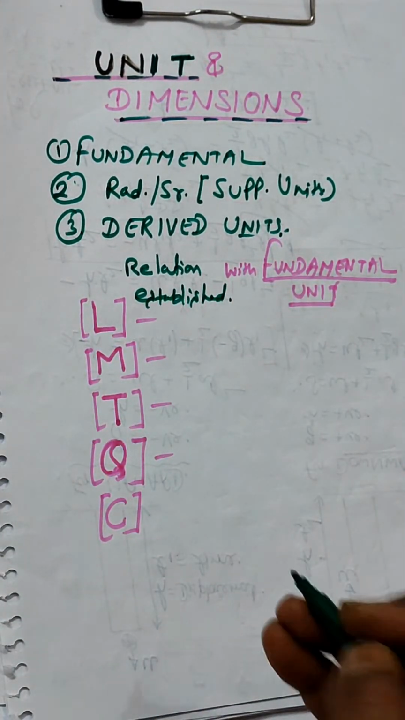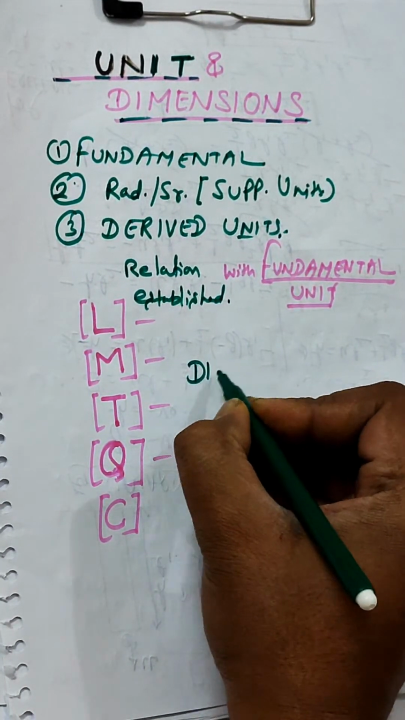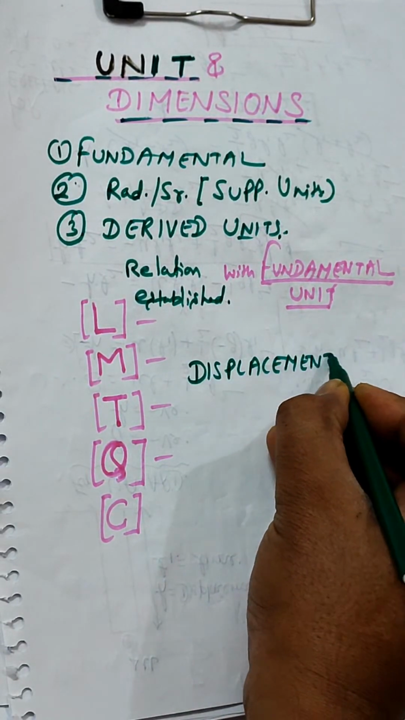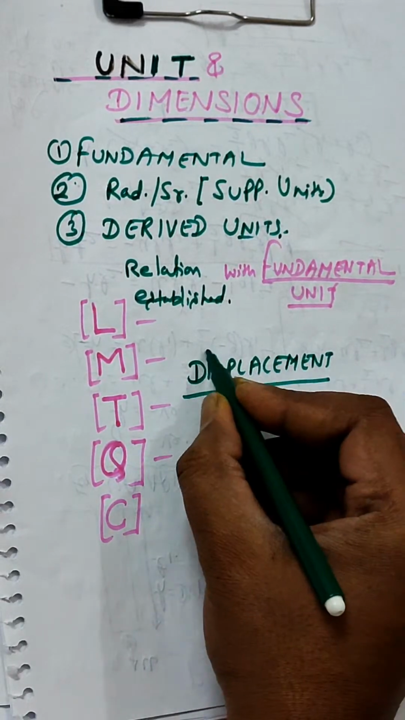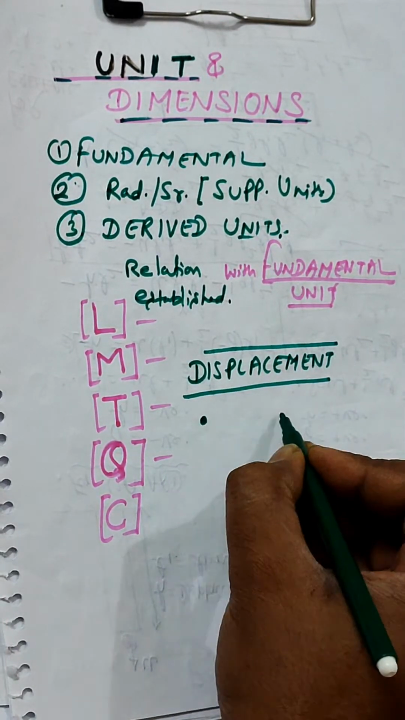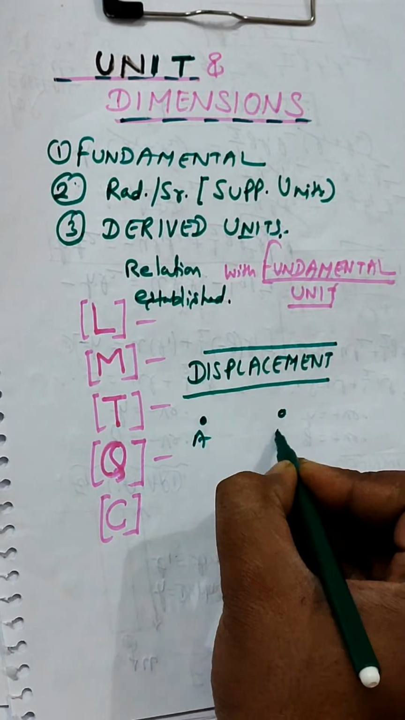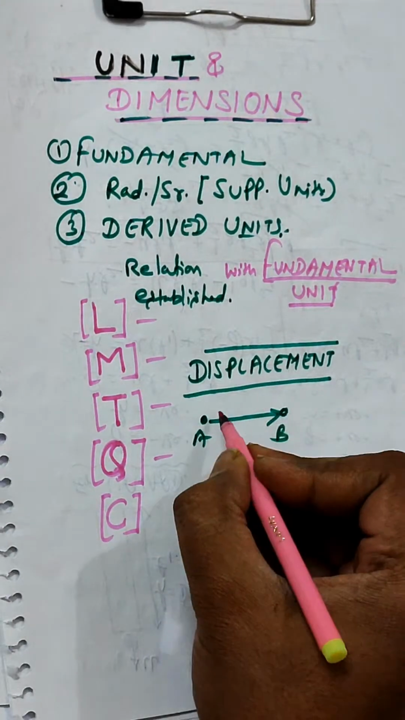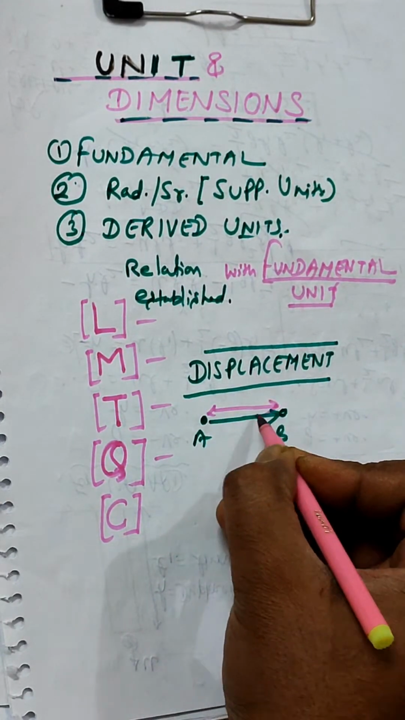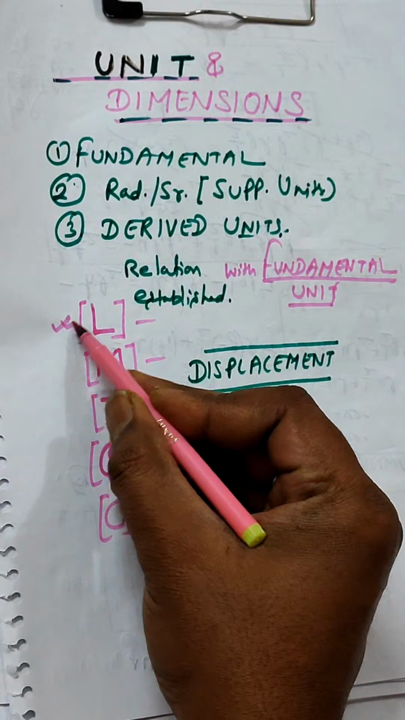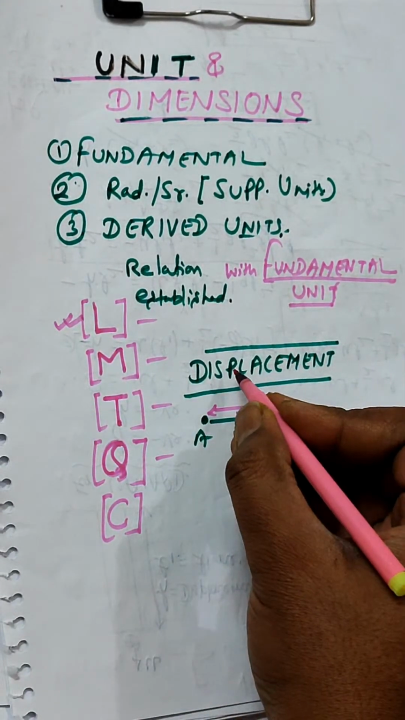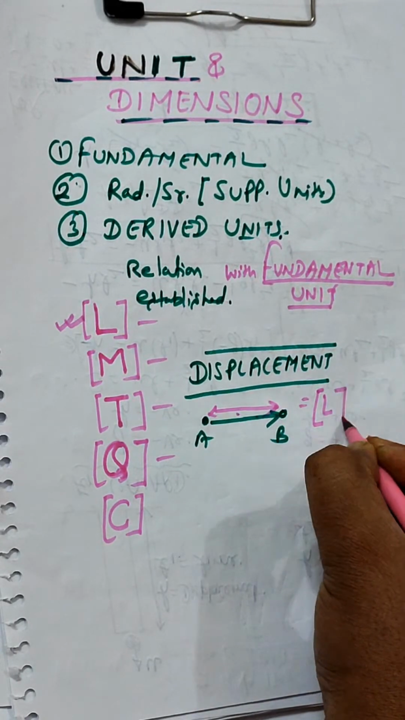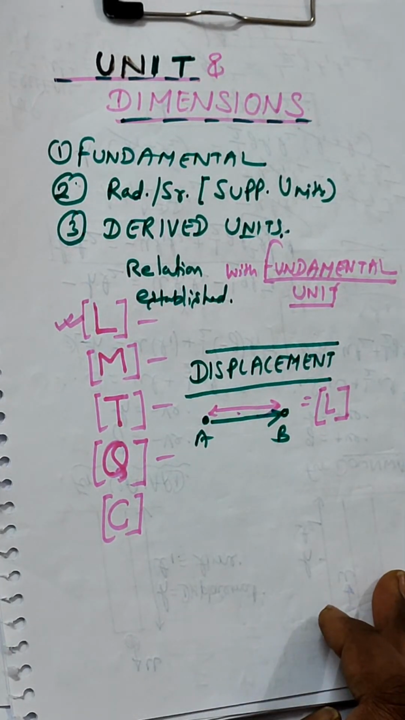Suppose there is a displacement. What is the formula of the displacement? The shortest distance between two points. So basically it is a distance, and distance will come under L. So the dimension of displacement will be L, and it is represented like this.